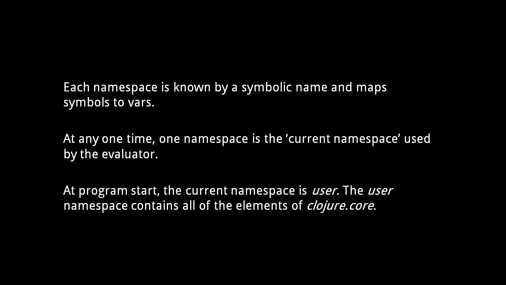Code in Clojure is organized into namespaces. Each namespace is known by a symbol name, and at any one time during evaluation, one namespace is the current namespace. Again, this current namespace is the one used by the evaluator when resolving symbols. When the Clojure runtime starts, the current namespace is a namespace called user, which conveniently contains everything from the standard library's clojure.core namespace. So, right at program start, a def form will modify the namespace called user, but we can also use the functions and macros of clojure.core without having to fully qualify those symbols.